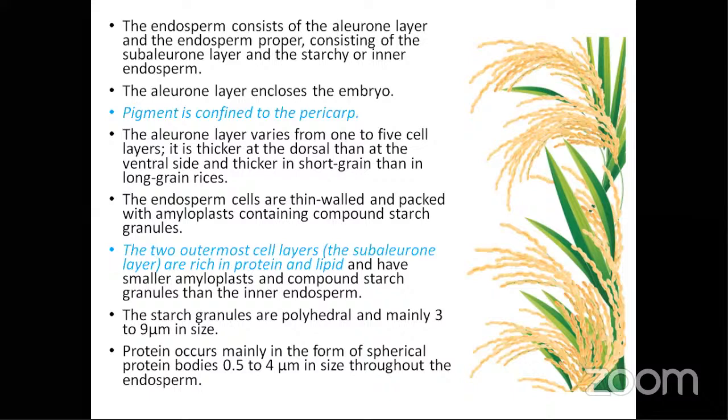So next, the aleurone layer is 1 to 5 cells thick. It is thicker at the dorsal, that is the back end, than at the ventral end. And moreover, this aleurone layer is thicker in short grain as compared to long grain rice. So these aleurone layers or the sub-aleurone layers are rich in protein and lipids, same as in the case of wheat grain. And moreover, they have smaller amyloplasts. Amyloplasts are the cells which contain starch granules. These starch granules are polyhedral and their size is 3 to 9 micrometers. Protein occurs in the form of spherical protein bodies and their size is 0.5 to 4 micrometers.